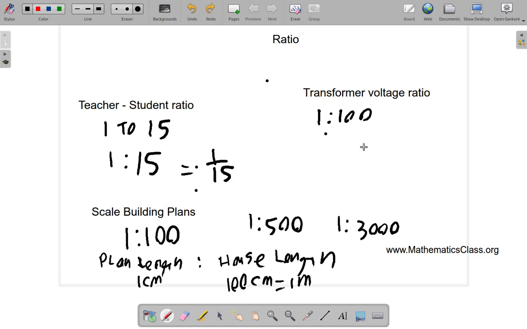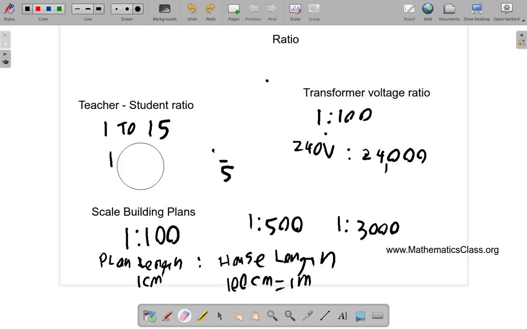1 to 100 means the voltage at your house, 240 volts, supplied by the transformer, to the voltage coming in from the power company. In this case, it would be 24,000 volts, which is referred to as the high voltage side of a transformer. And then to your house, you have 240 volts, and then they split this in half and half, 120 volts plus 120 volts between the three lines that you have.